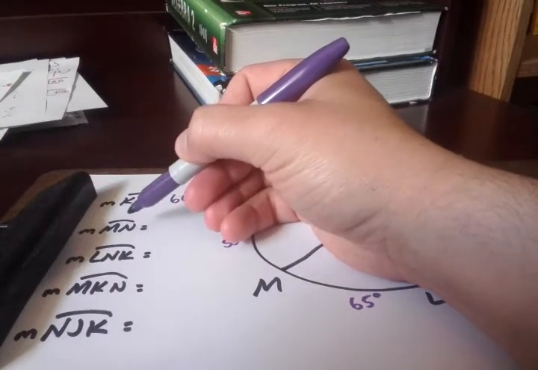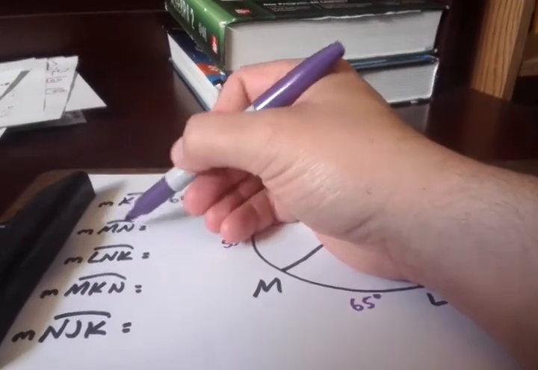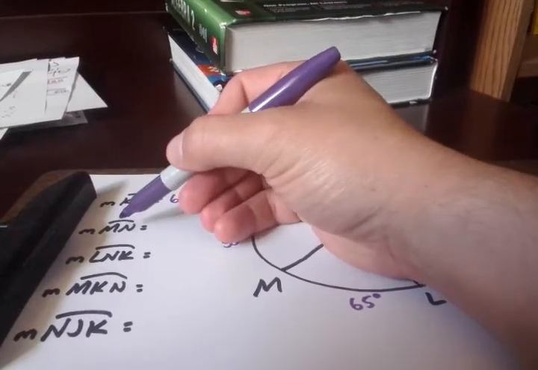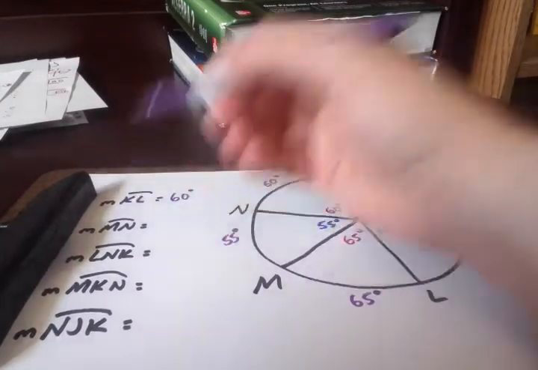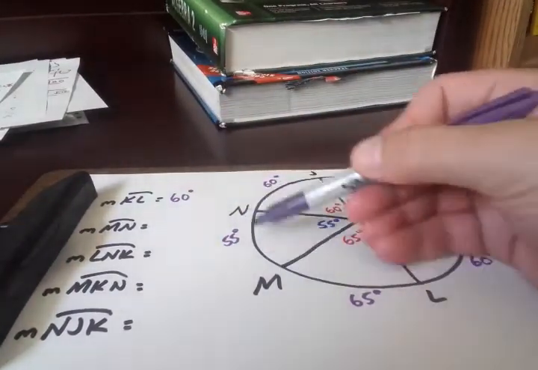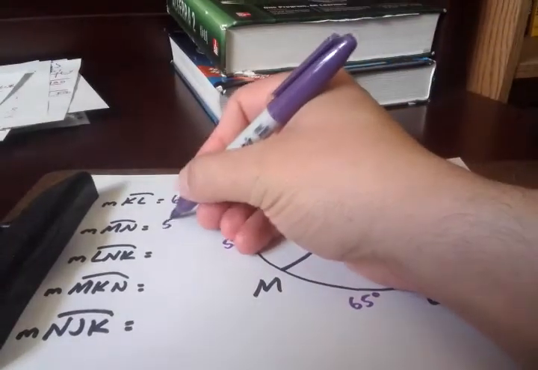MN is also a minor arc. Remember, because it has 2 letters, so this should also be less than 180. MN, yep, we solved that one already. It's 55. Nice job.